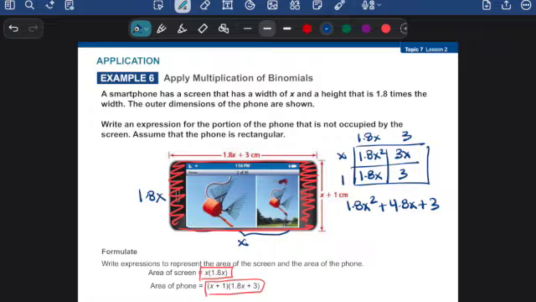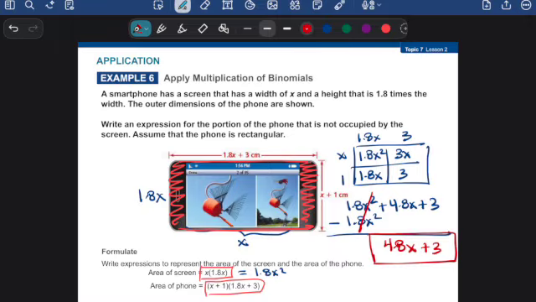The area of the screen, let's use the distributive property. I'm just multiplying by x, so that just equals 1.8x squared. I'm going to subtract the area of the screen. Line up your like terms. 1.8x squared. There's no linear terms, no constant. So then we subtract because I'm looking for what's left over. Well, the quadratic terms, the x squared terms will cancel out. I'm left with 4.8x plus 3. This is the expression that represents the area of everything else.